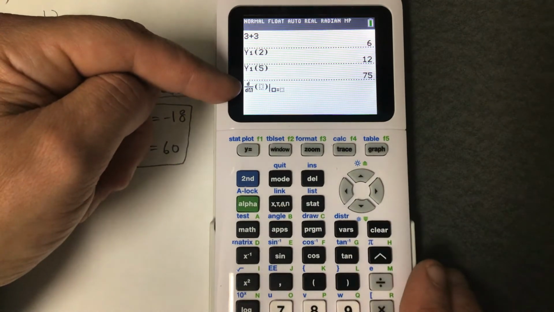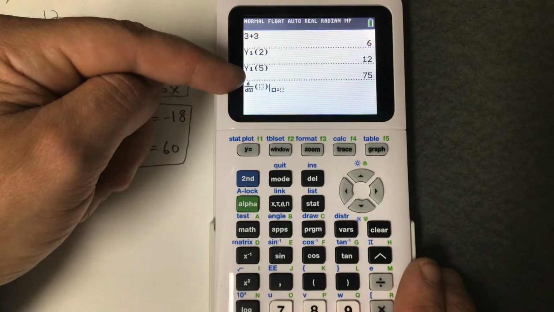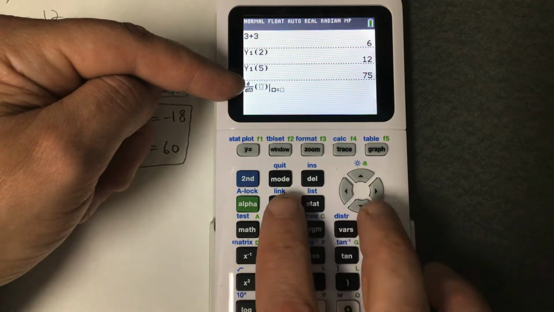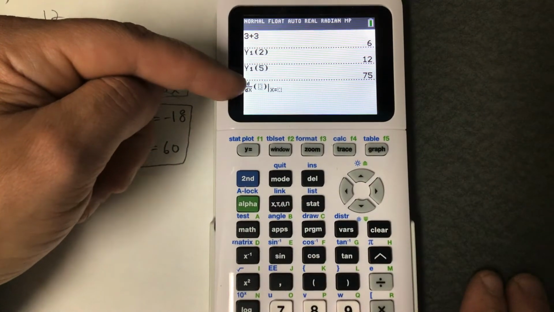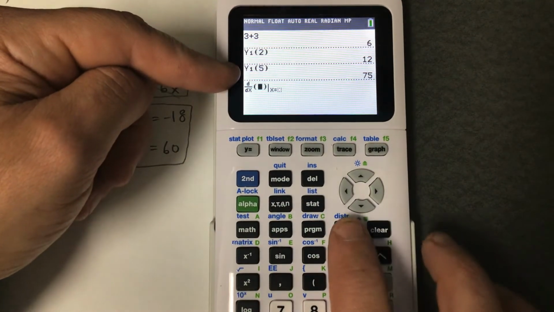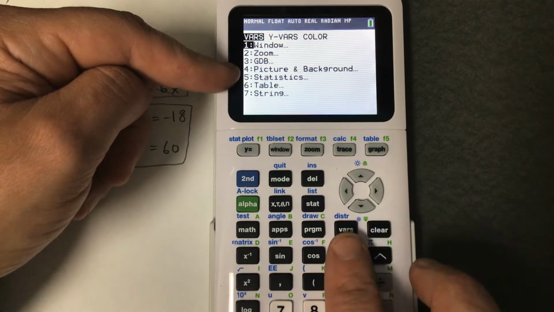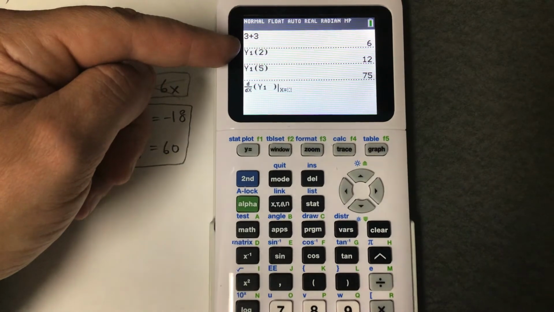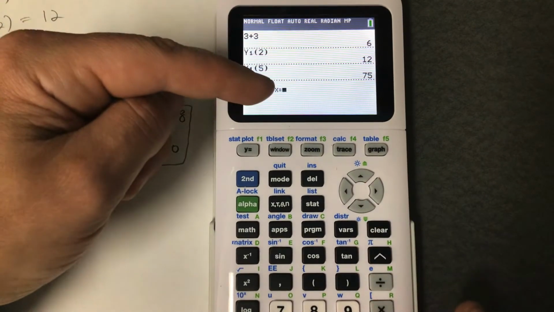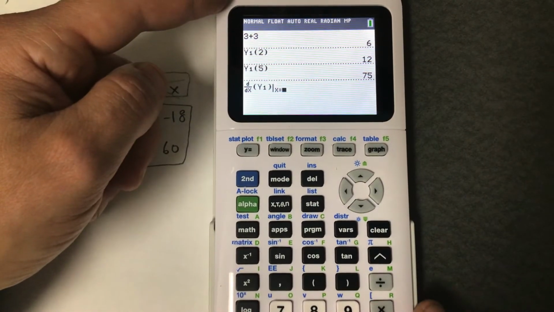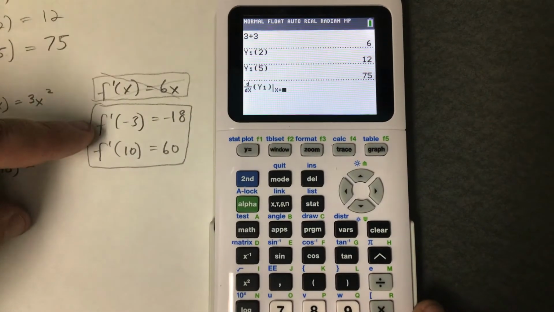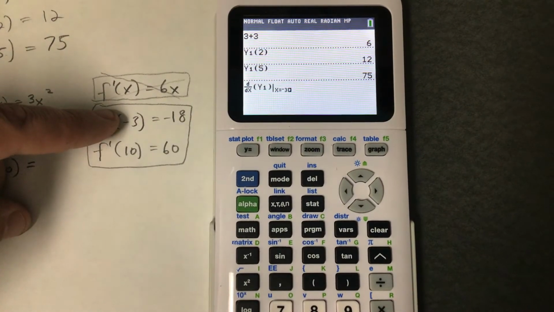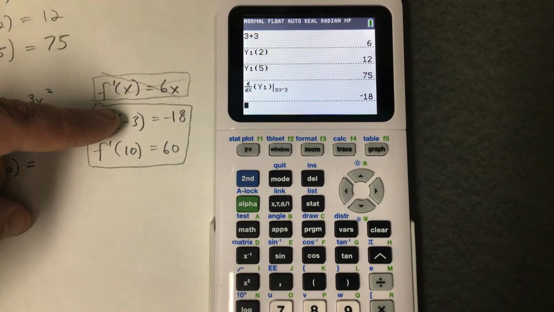So let's enter what we need. First of all, this is a derivative symbol. It tells us I'm taking the derivative with respect to x. And then here's where I put my function in. We find our function by going to vars, arrowing over to our y sub 1, putting y sub 1 in there. And then this would be where I want to evaluate the function. We said we wanted to find f prime of negative 3, so I would plug in negative 3, enter, and boom, our calculator can do that for us.